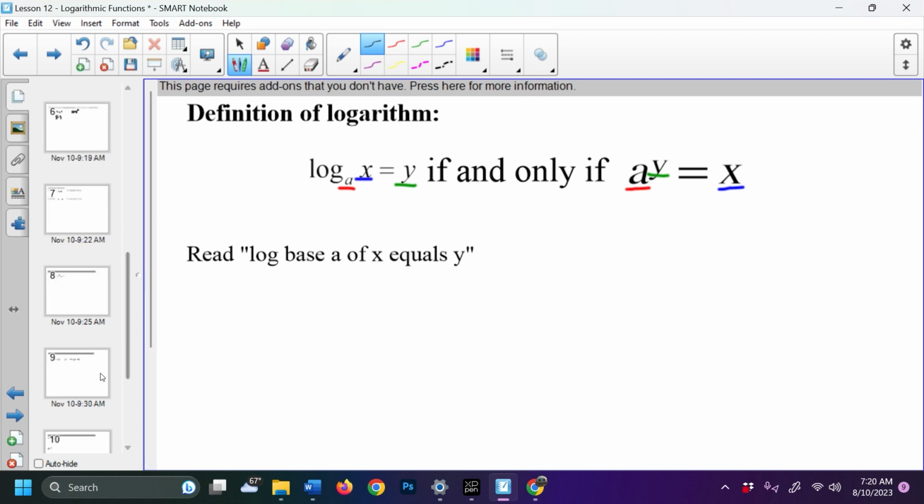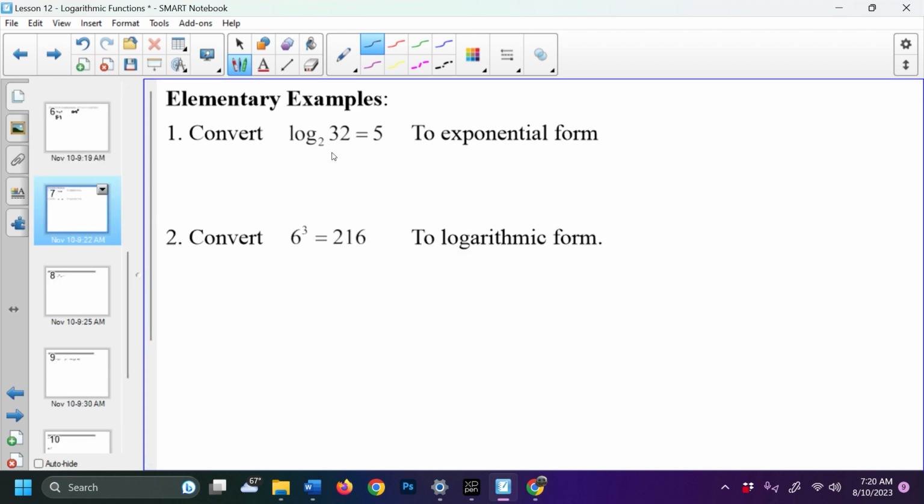So I can just take this logarithm that I have written here. The base of the logarithm becomes the base of the exponent. What the logarithm is equal to becomes the exponent. And what you're taking the logarithm of becomes the value of the exponential.